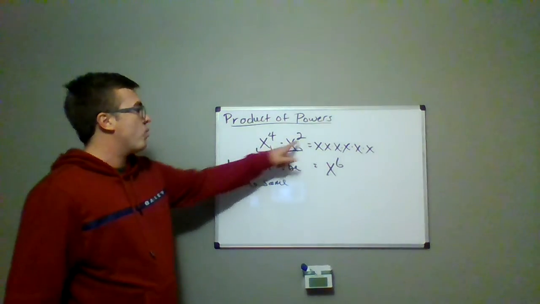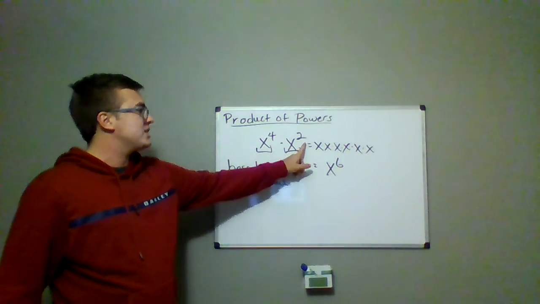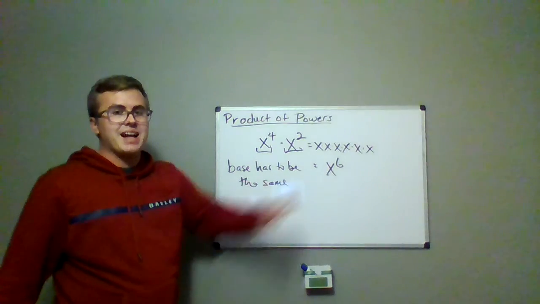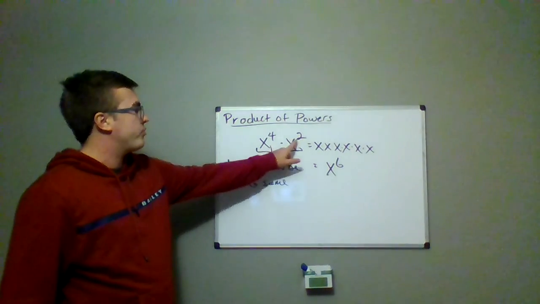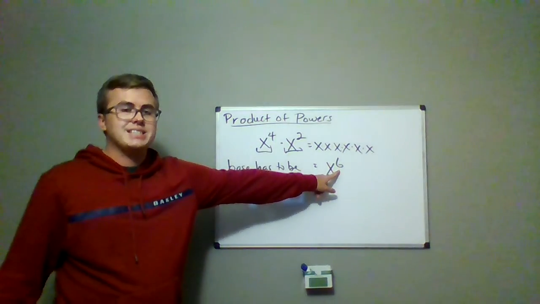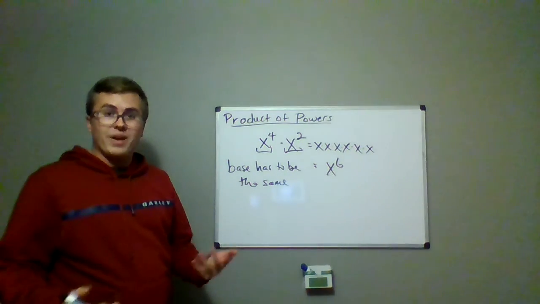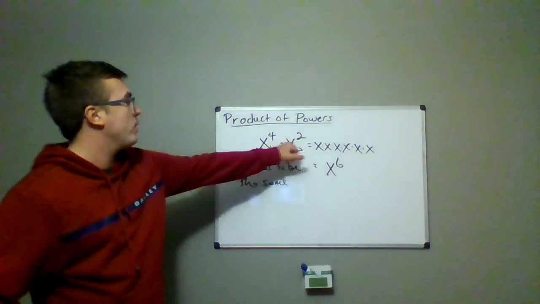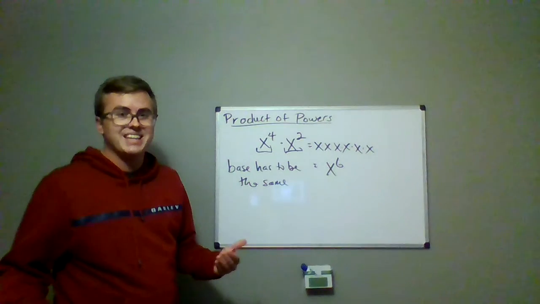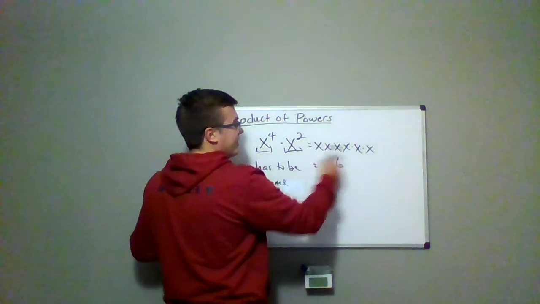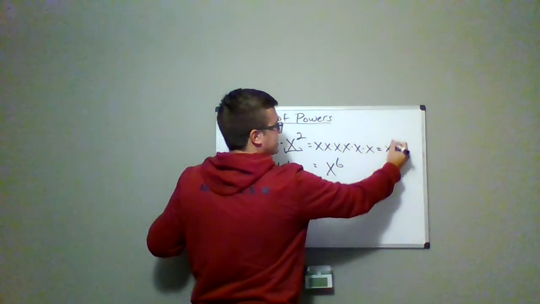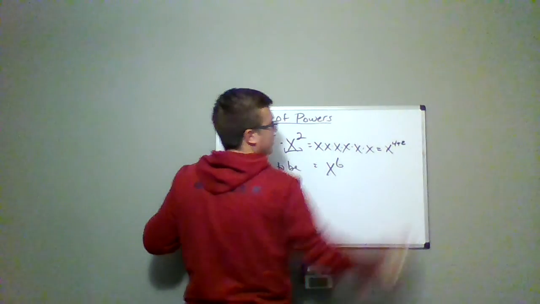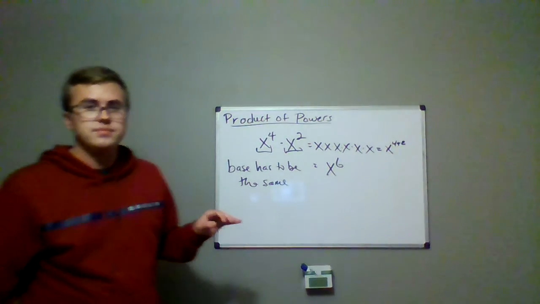So is there a way that we could use these exponents to get to that 6? How do we go from 4 and 2 to 6? Well, you should notice that 4 plus 2 equals 6. So instead of all this, we could say it's x to the 4 plus 2 power.